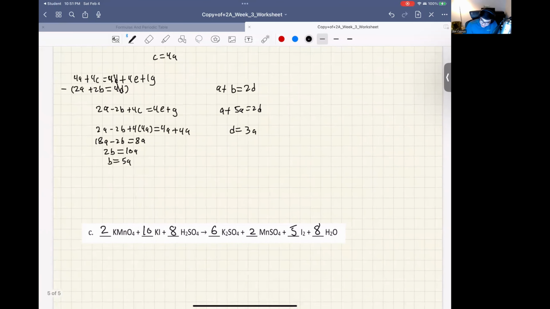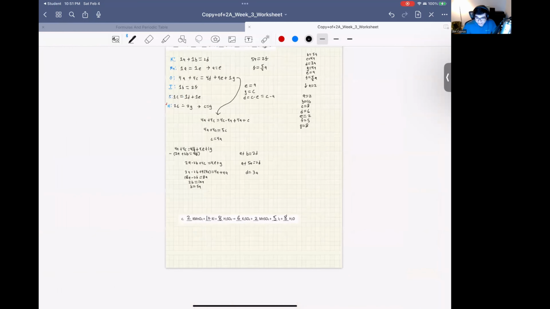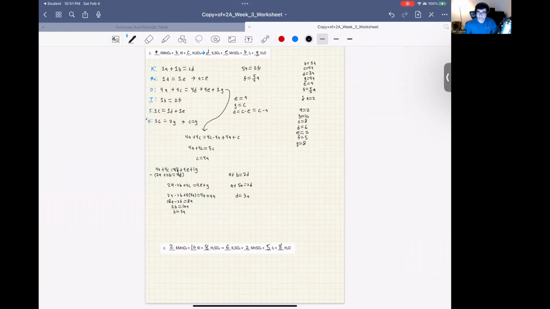So that's how you can do that one. Again, I would not worry if you don't know how to do this. It's a lot of algebra, and it takes way too much time on a quiz or exam to actually do this whole thing. So I would not sweat it.